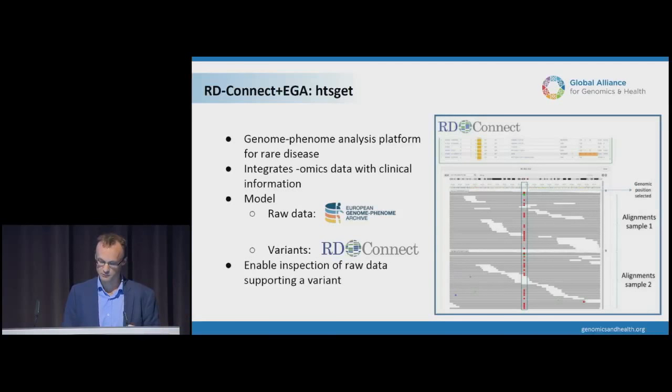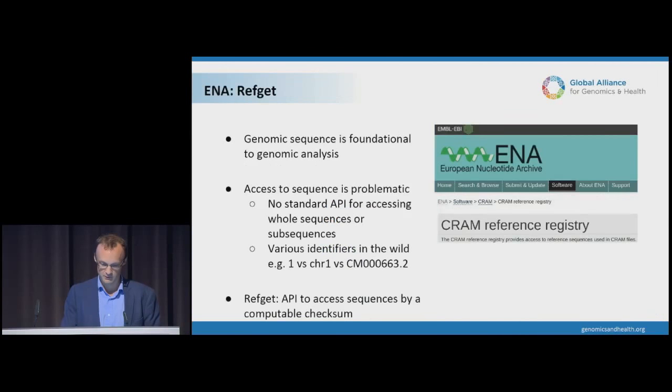So recently we worked with RD-Connect so that they've got this nice IGV read viewer integrated into their platform. What that is doing is talking to EGA in real time to pull back the reads for a particular variant of interest for the user. So this is a really nice operationalization and deployment of the htsget protocol in the real world.